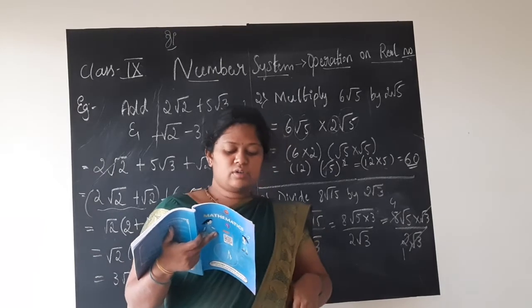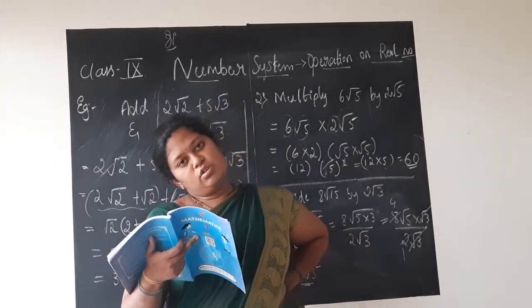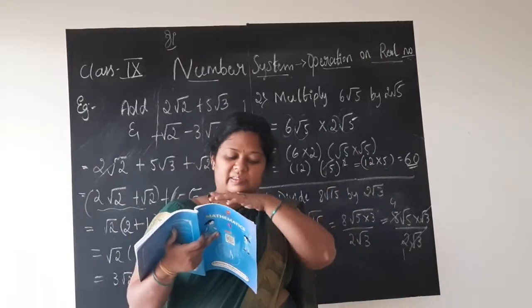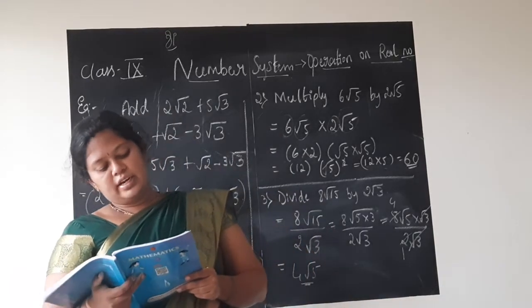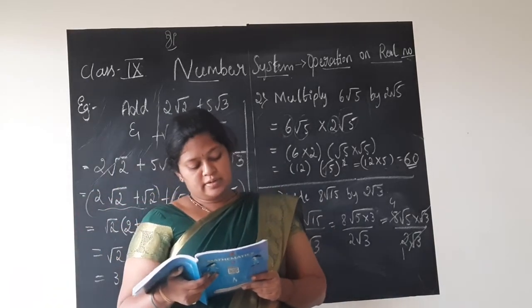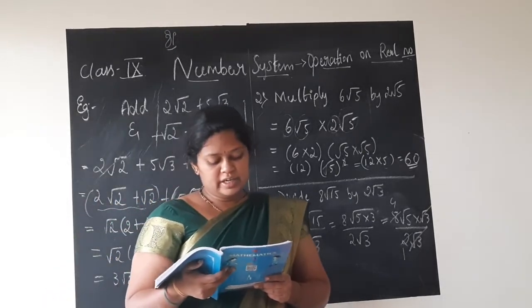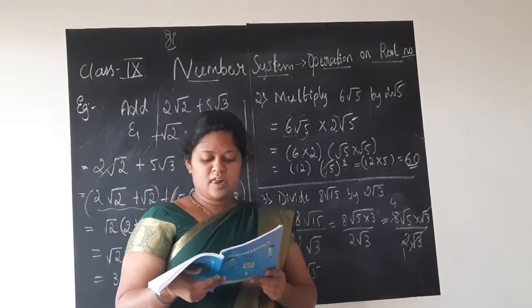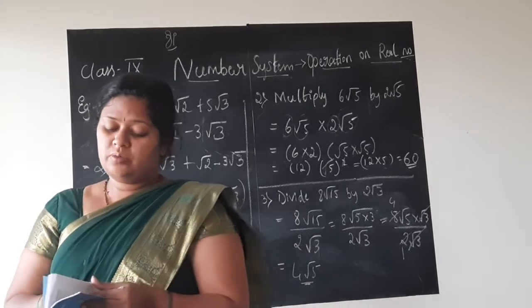The product or quotient of a non-zero rational number with an irrational number is also irrational. If we add, subtract, multiply or divide two irrationals, the result may be rational or irrational. Also, these 3 points I want you to write in your classwork.